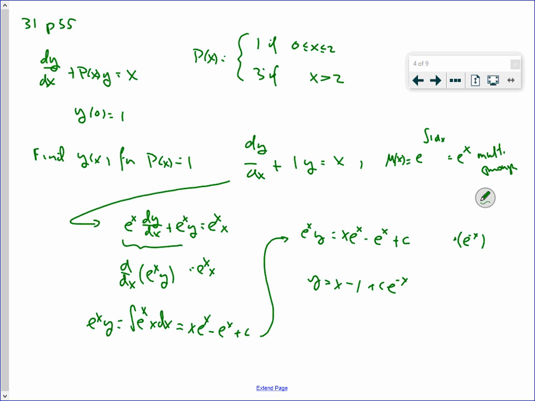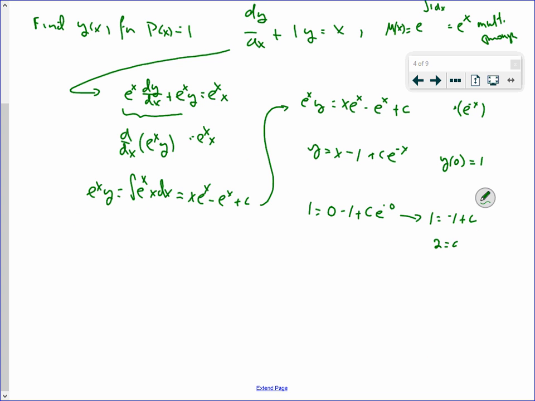And what we need to do now, we haven't used the initial value. When you put a 0 in for x, I should get a 1 here. So 1 equals 0 minus 1 plus c e to the 0. So I get 1 equals minus 1 plus c. So 2 equals c. So let me summarize this.